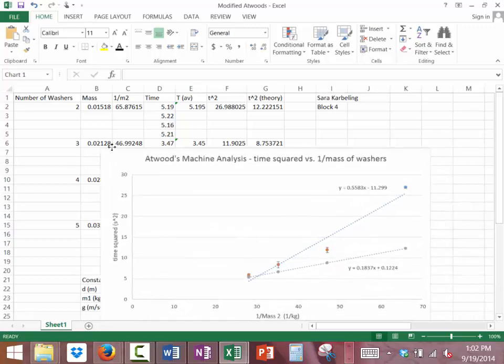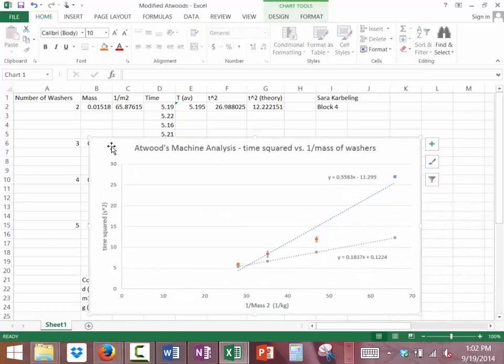And then I also graphed, so I went into the data, added data, I added a second series, and these dots down here are the theoretical values. So these ones are the ones that I took when I did the lab myself, and the lower ones are the theoretical ones. Maybe yours will be better than mine. Mine was not very good.